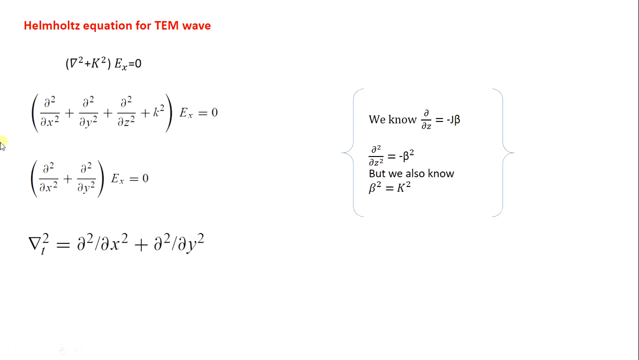Similarly here, this ∂²/∂x² plus ∂²/∂y² is denoted as del t square, and it can be written as del t square E bar of x comma y equal to 0. Del t square H bar of x comma y equal to 0.